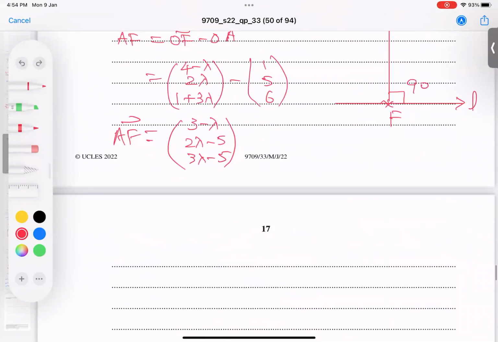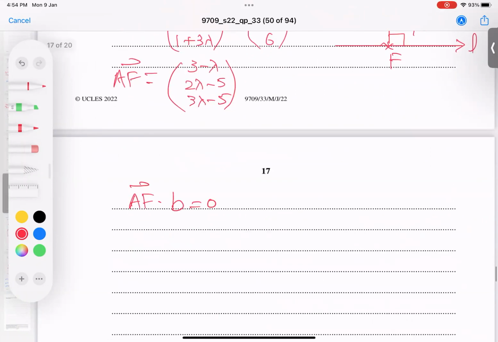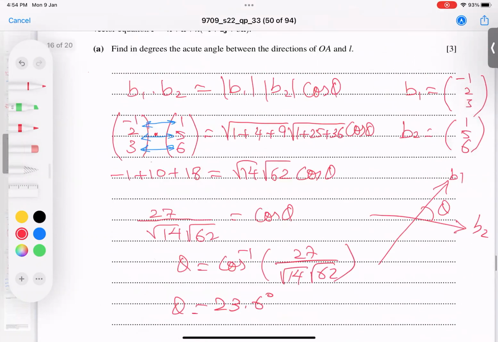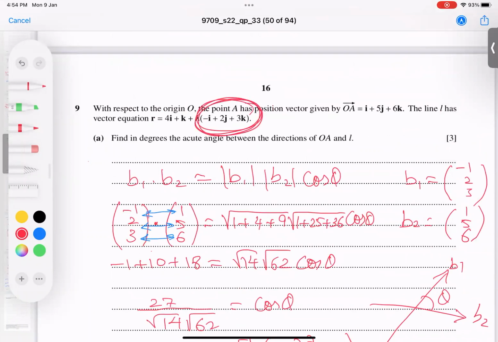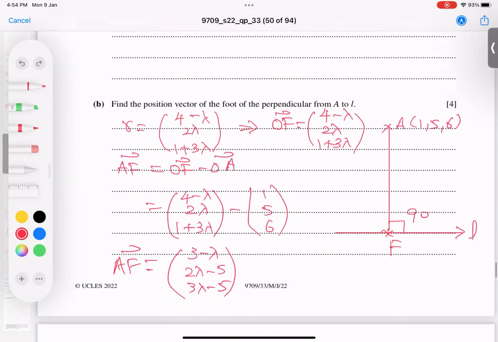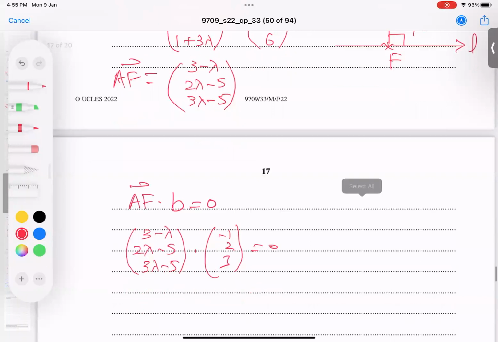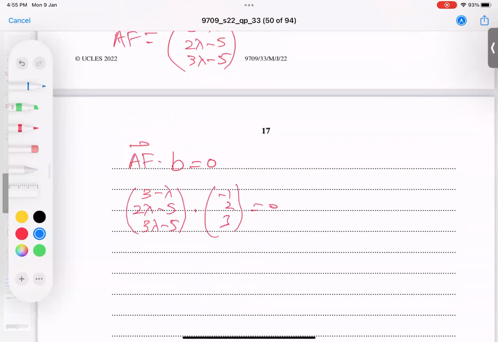Now, according to the story, what is the formula? AF vector dot B equals 0. First I'm writing AF, and here B, and equals 0. AF is 3 minus lambda, 2 lambda minus 5, and 3 lambda minus 5. And B, I will take the direction of the line, which is minus 1, 2, 3. In a dot product, as you know very well, corresponding position elements will multiply only.